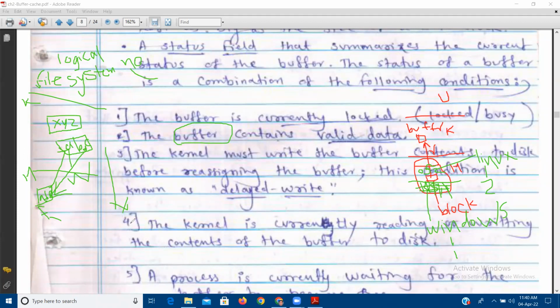Asynchronous write. So in case of asynchronous write, it is not waiting for any kind of reply. Automatically it is saving the data. And delayed write, it takes some delay. So after delay, that delayed write will get converted into asynchronous write.